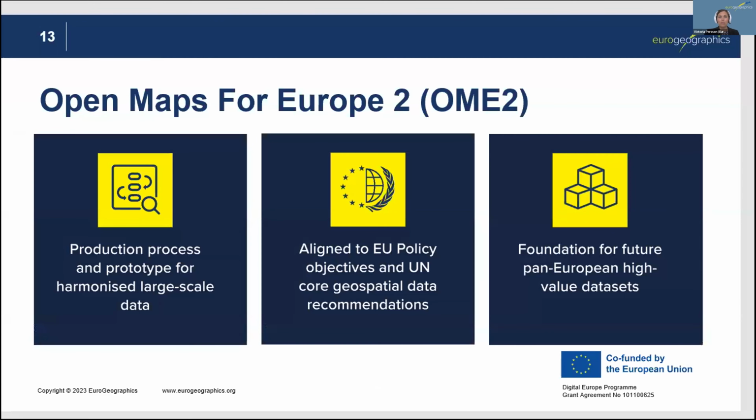So in a nutshell, OME 2 is developing and enhancing new and existing production processes for high-value, large-scale pan-European data that are aligned to EU policy objectives and UN core geospatial data recommendations, which was very important for us right from the beginning. In essence, it's the foundation for future pan-European high-value data sets. And we're starting with the 6 high-value themes: administrative units, cadastral parcels, buildings, addresses, transport networks, and hydrography.